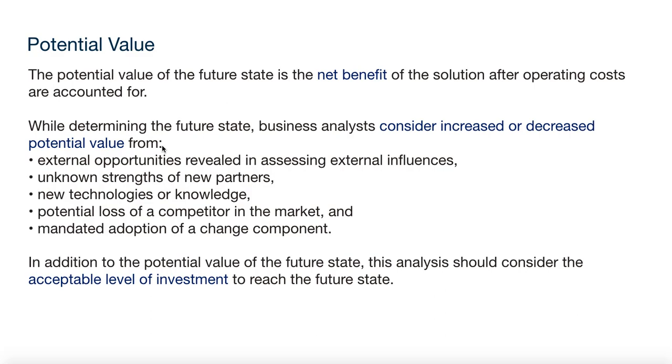So you need to consider the external opportunities revealed in assessing external influences. What are all the external opportunities that exist? As part of doing that, you would want to check what are all your external influencers. So you want to check what are going to be the external opportunities, what could be the new technologies or knowledge that could be gained as part of this future state, what could be the potential loss of a competitor in a market.